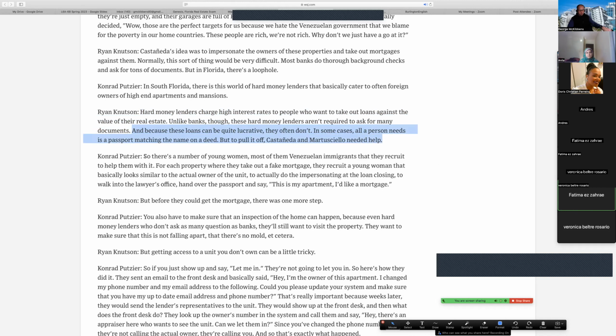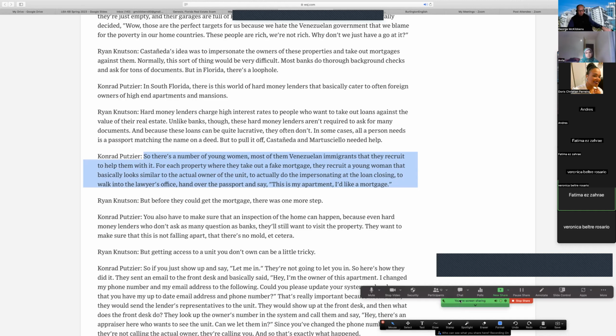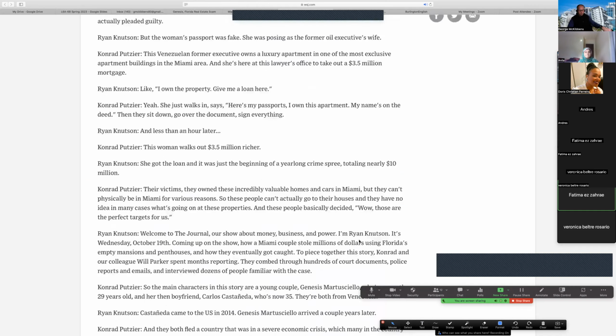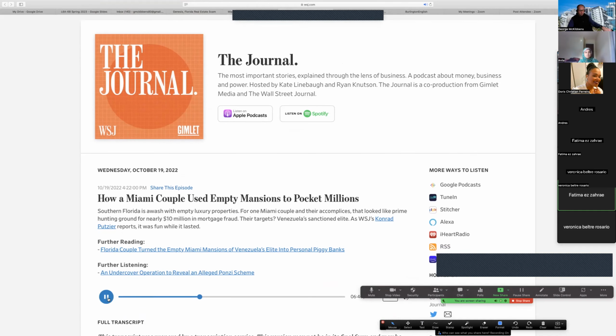But to pull it off, Castañeda and Martusiello needed help. So there's a number of young women, most of them Venezuelan immigrants, that they recruit to help them with it. For each property where they take out a fake mortgage, they recruit a young woman that basically looks similar to the actual owner of the unit, right? To actually do the impersonating at the loan closing, right? To walk into the lawyer's office, hand over the passport and say, this is my apartment, I'd like a mortgage. But before they could get the mortgage, there was one more step.